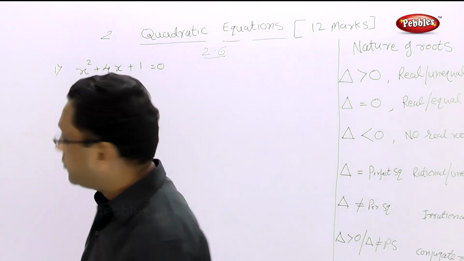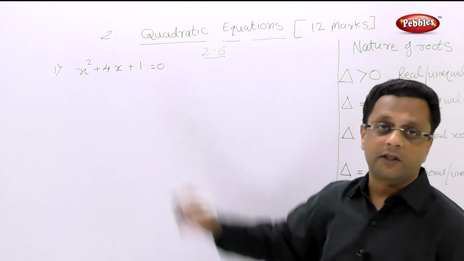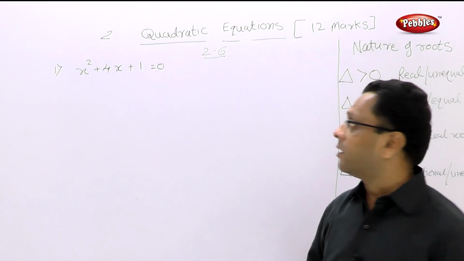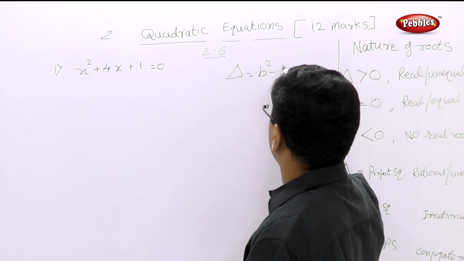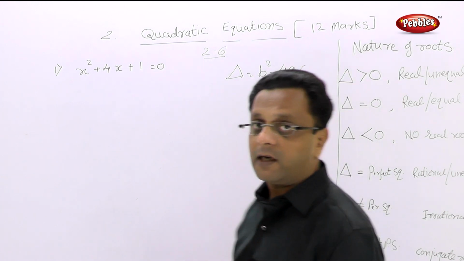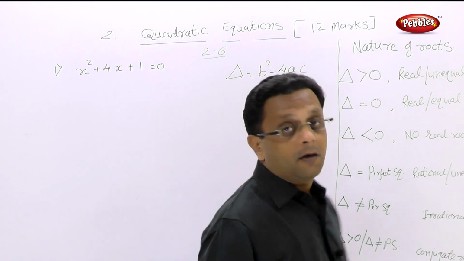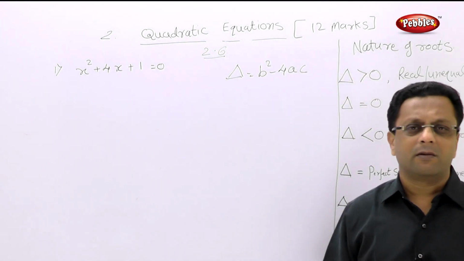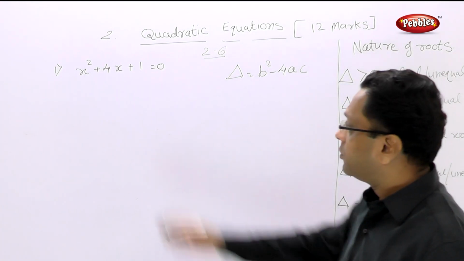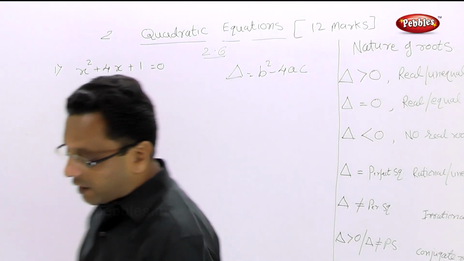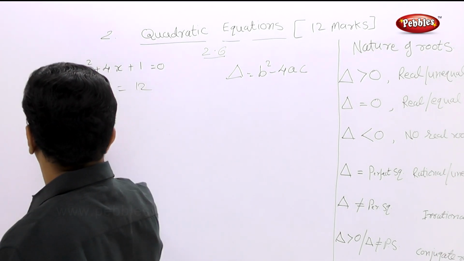The first is x square plus 4x plus 1. Compare with ax square plus bx plus c, find out a, b, c and find out delta, this is the discriminant, b square minus 4ac. You have to just find out the value of discriminant. I don't think this question can be asked in the exam even for 1 mark because it is very simple. They will modify it further and ask the nature of roots also based on the discriminant. So this is the first. The answer is, discriminant is 12.